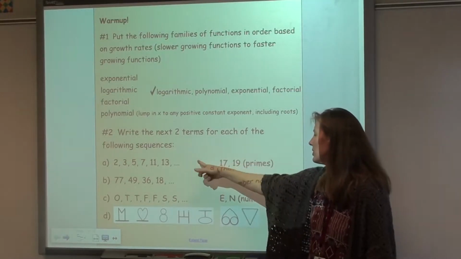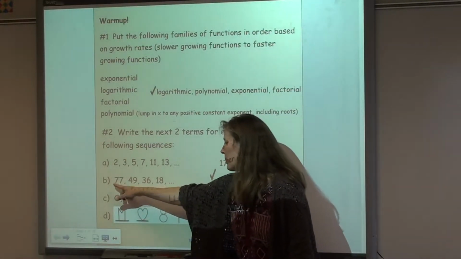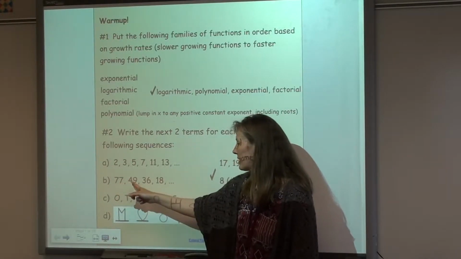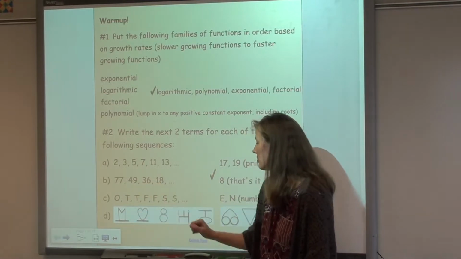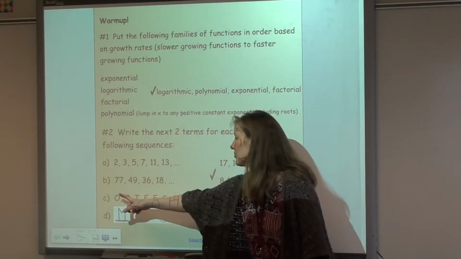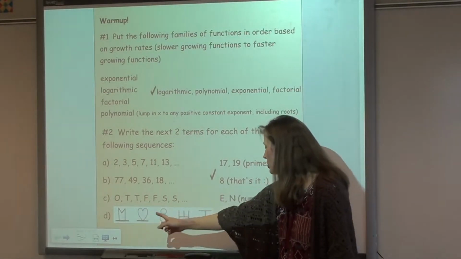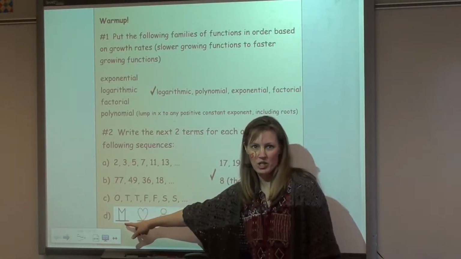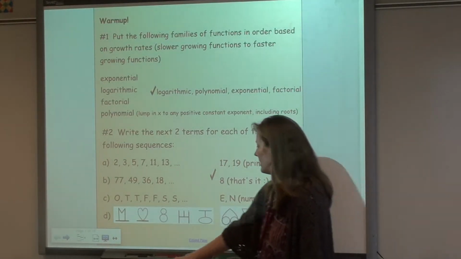This first sequence was all the prime numbers. This one, you take each set of digits and multiply to get the next number. So 7 times 7 is 49, 4 times 9 is 36. These are just the first letter of each name of the numbers, and these are each number and its reflection put together. So fun warm-up.